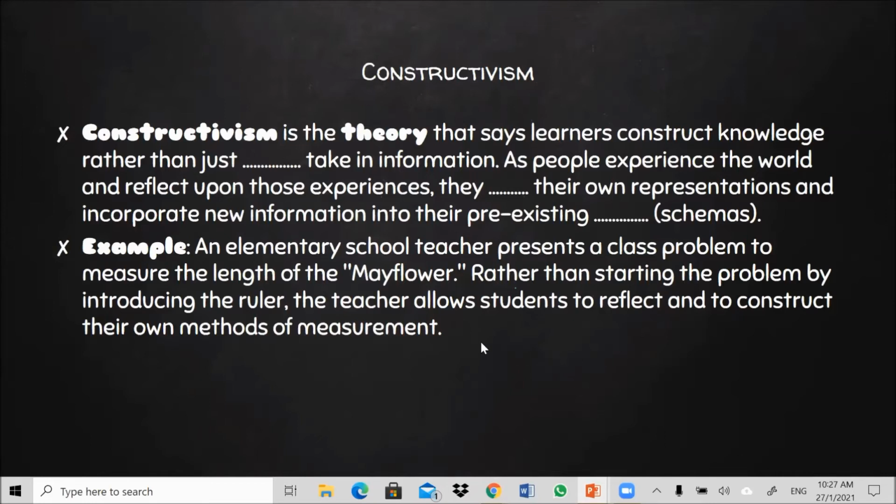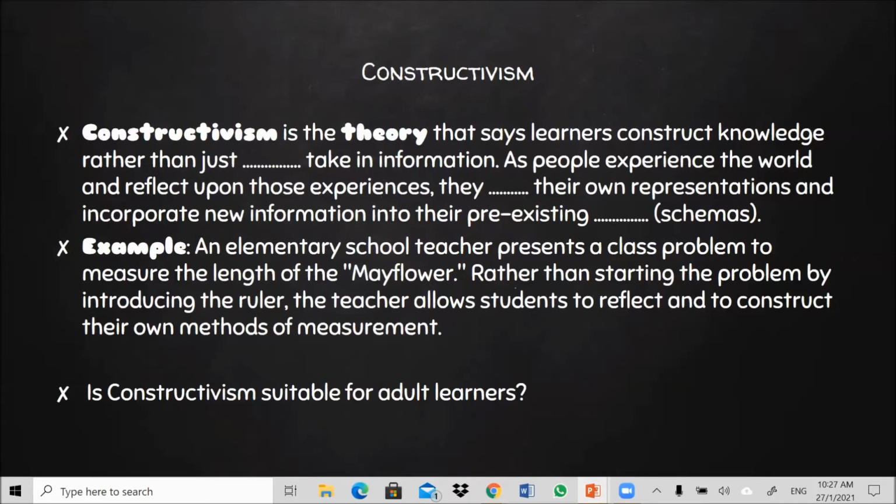So the teacher says, okay, how can we measure this ship? You know, it's obviously a big ship. And the students have to sit down and think about the concept of measurement, which obviously takes longer for them to do, but they will then understand the process and the idea better and probably remember it better because they had to discuss it and think about it and solve it. So it's actually very related to the next concept, which is learner-centered learning.